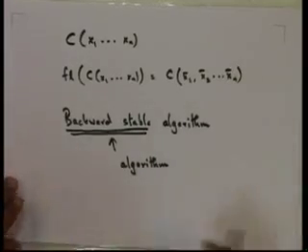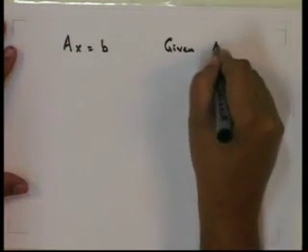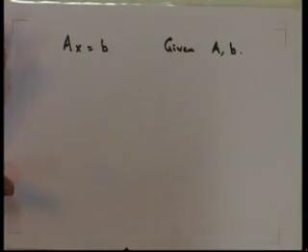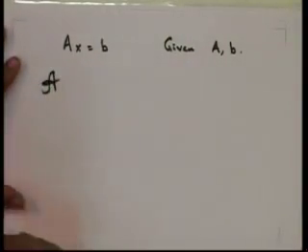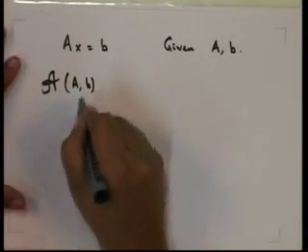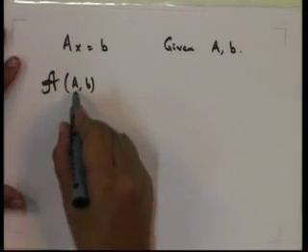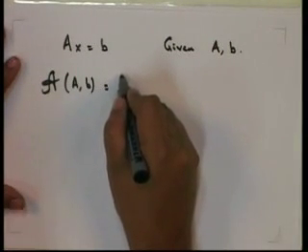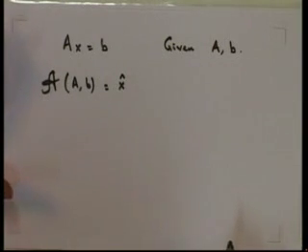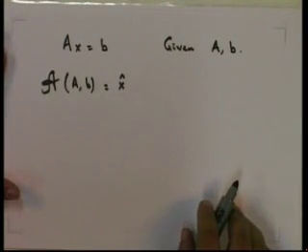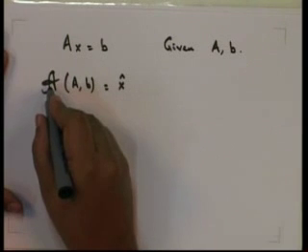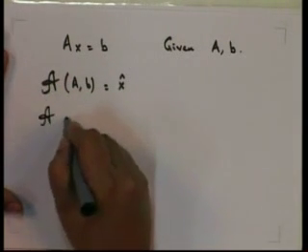Let me explain that a bit more. Say you are trying to solve AX equal to B, and what is given is A and B. Now suppose you have an algorithm, script A, which takes A and B as inputs, and as a result gives you X hat. Now, let's assume that this algorithm is backward stable.